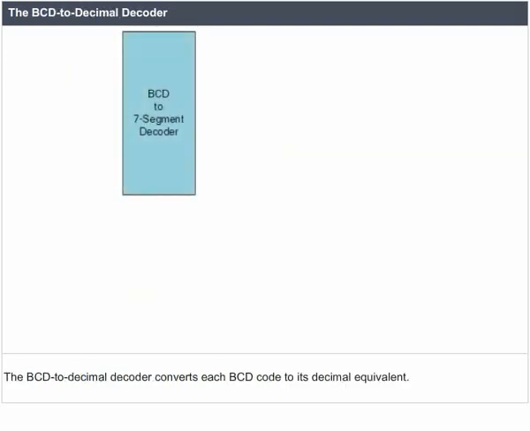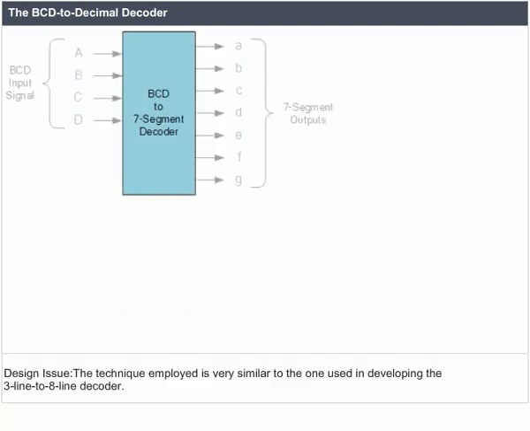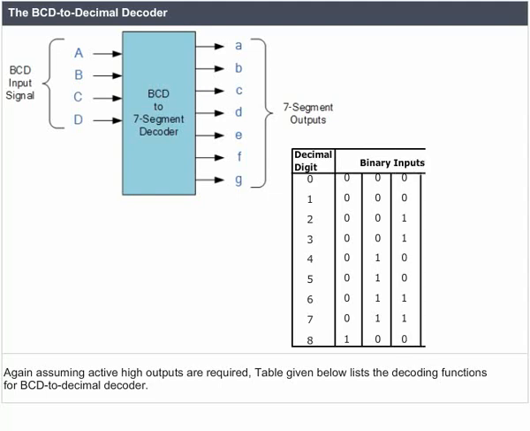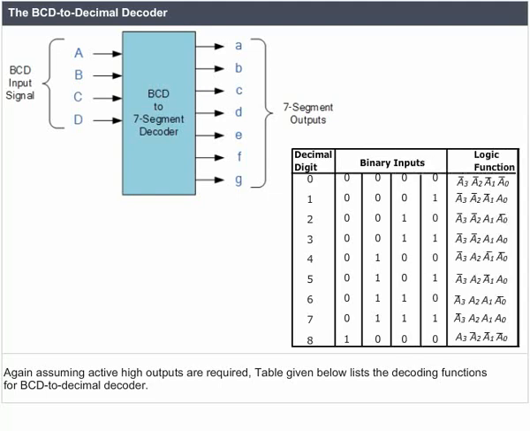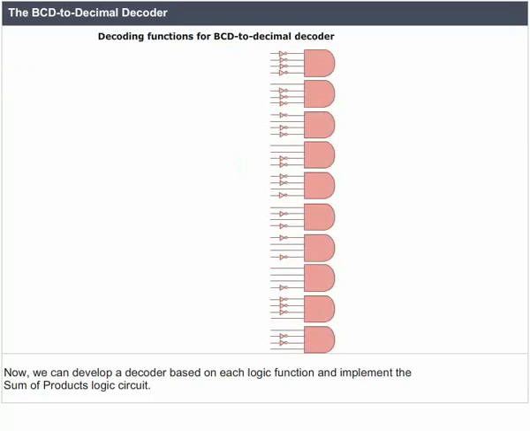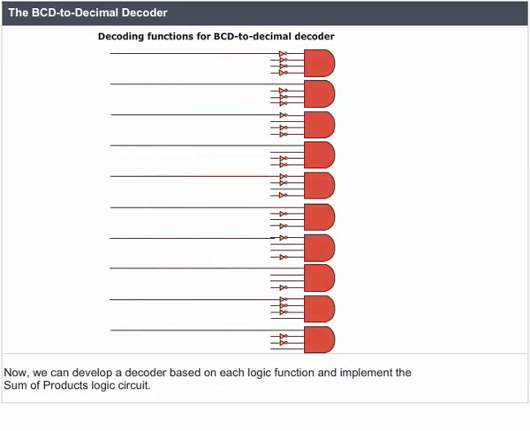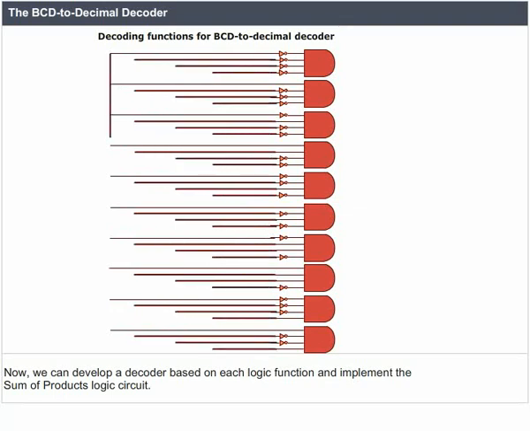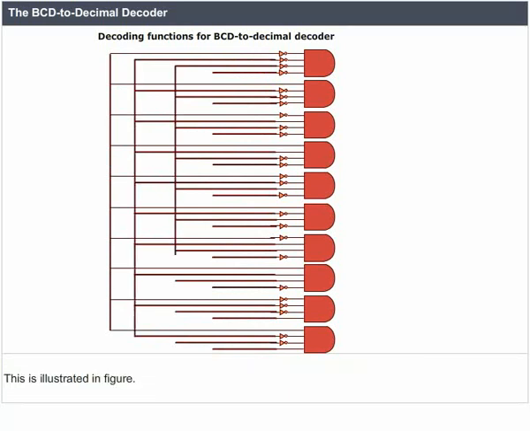The BCD to decimal decoder. The BCD to decimal decoder converts each BCD code to its decimal equivalent. Design issue. The technique employed is very similar to the one used in developing the 3-line to 8-line decoder. Again, assuming active high outputs are required, the table given lists the decoding functions for the BCD to decimal decoder. Now, we can develop a decoder based on each logic function and implement the sum of products logic circuit. This is illustrated in the figure.